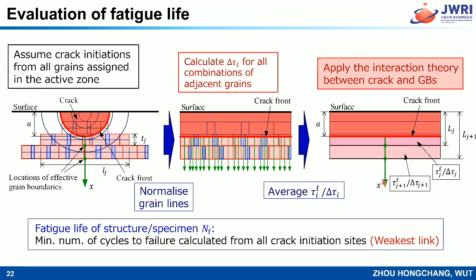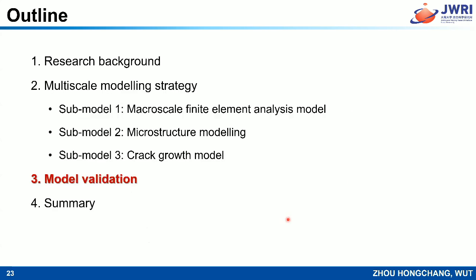Actually, this is the 1D model based on the interaction theory between the crack and the grain boundary. So from this procedure, we can calculate the crack growth rate, and finally get the number of cycles to failure for each grain. And we will use the weakest link principle to calculate the fatigue life by using the minimum number of cycles to failure from all the crack initiation sites. And now I will show the model validation.